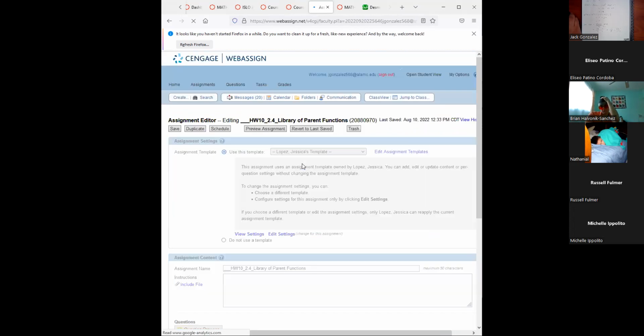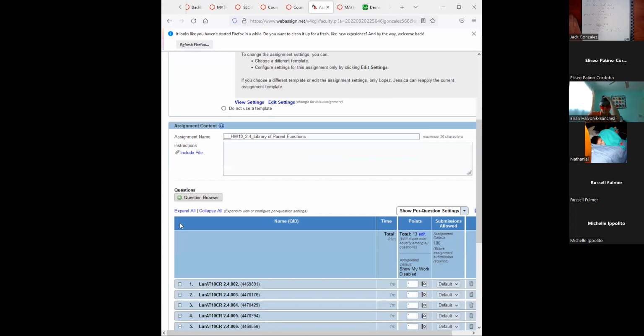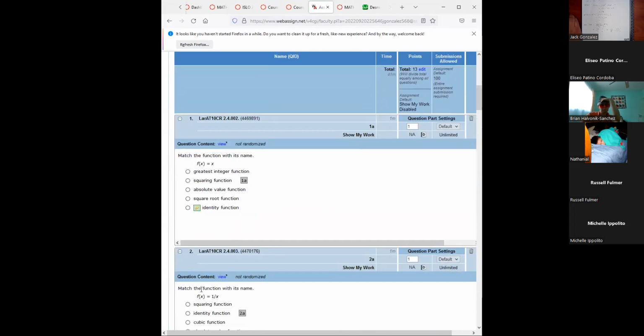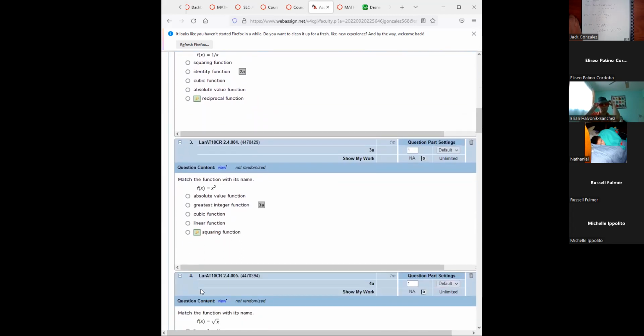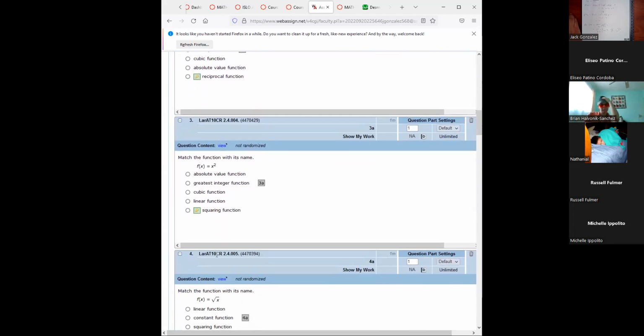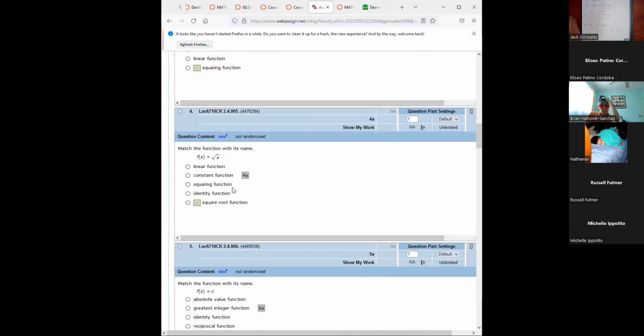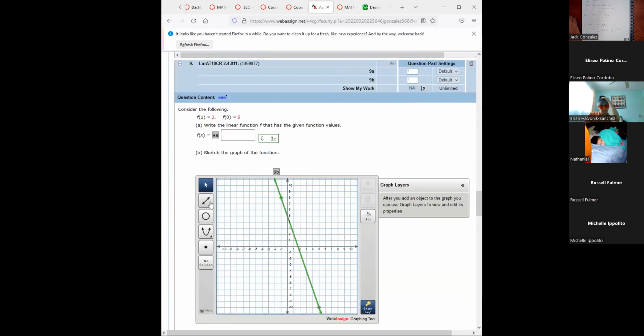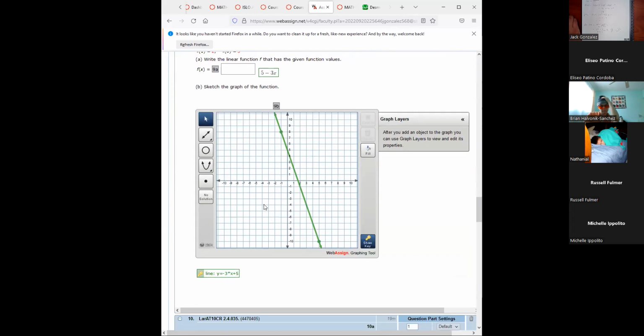Parent functions, I might skip this guy here. Let me look at it first. So for this, you need a list of the parent functions. So it starts off with just, do you know the names of them? We shouldn't worry about that. I'll let you do that. Over here, they want us to start sketching the graphs. Let's see here.